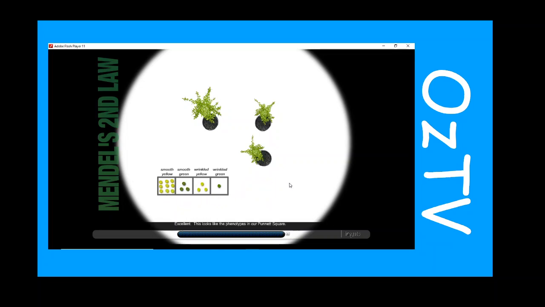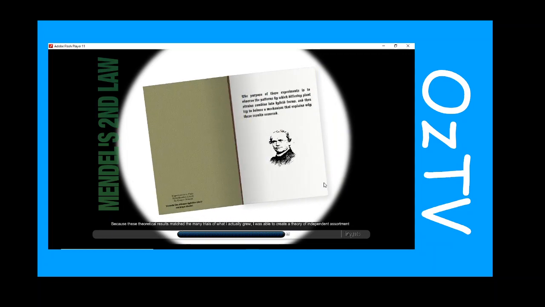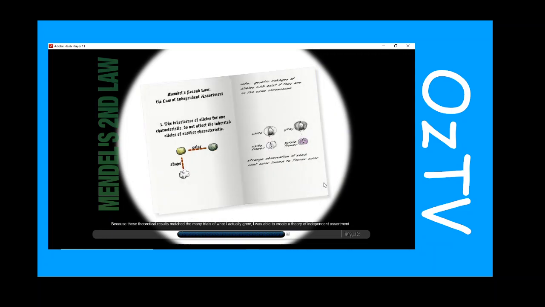Excellent. This looks like the phenotypes in our Punnett square. Even though we are uncertain of the genotype of most of these peas, the phenotypes show us the same 3:1 ratios of yellow to green, and smooth to wrinkled peas. Because these theoretical results matched the many trials of what I actually grew, I was able to create a theory of independent assortment. This would eventually become known as Mendel's second law, or the law of independent assortment.